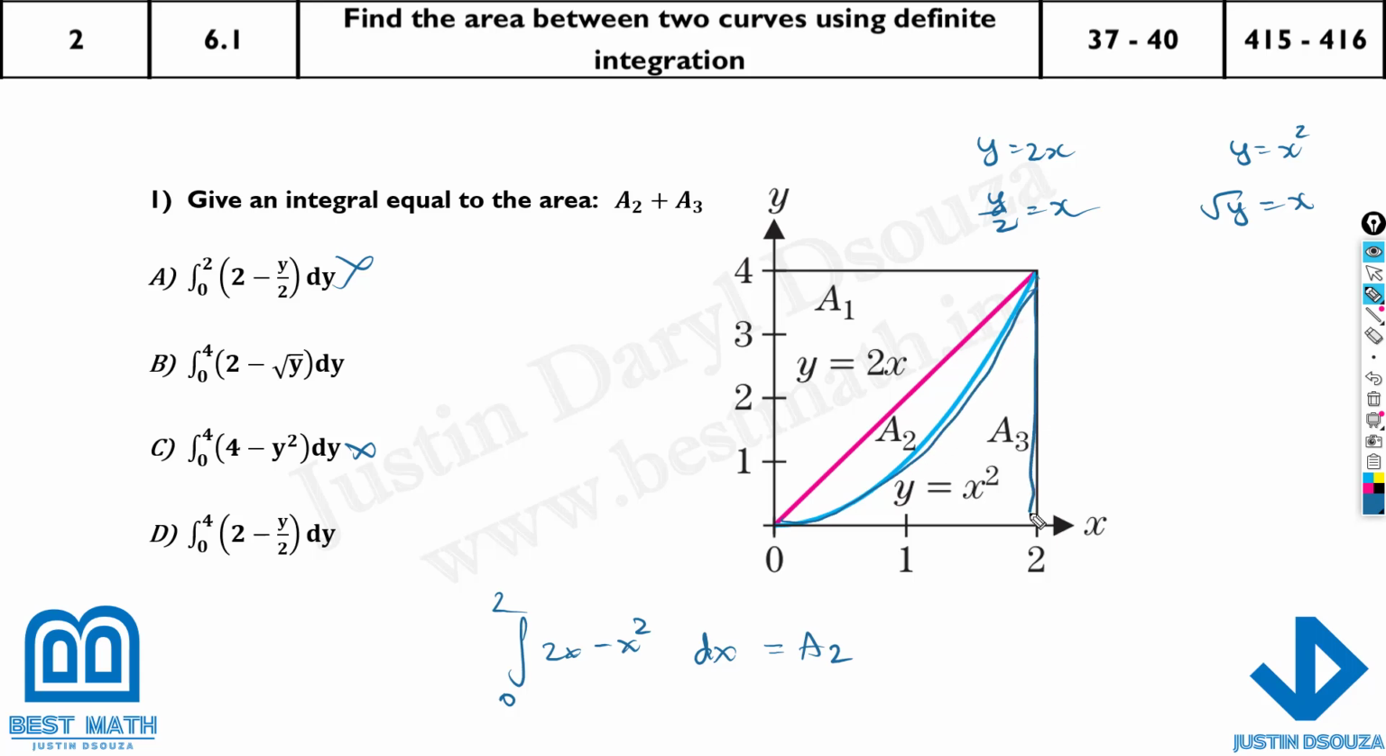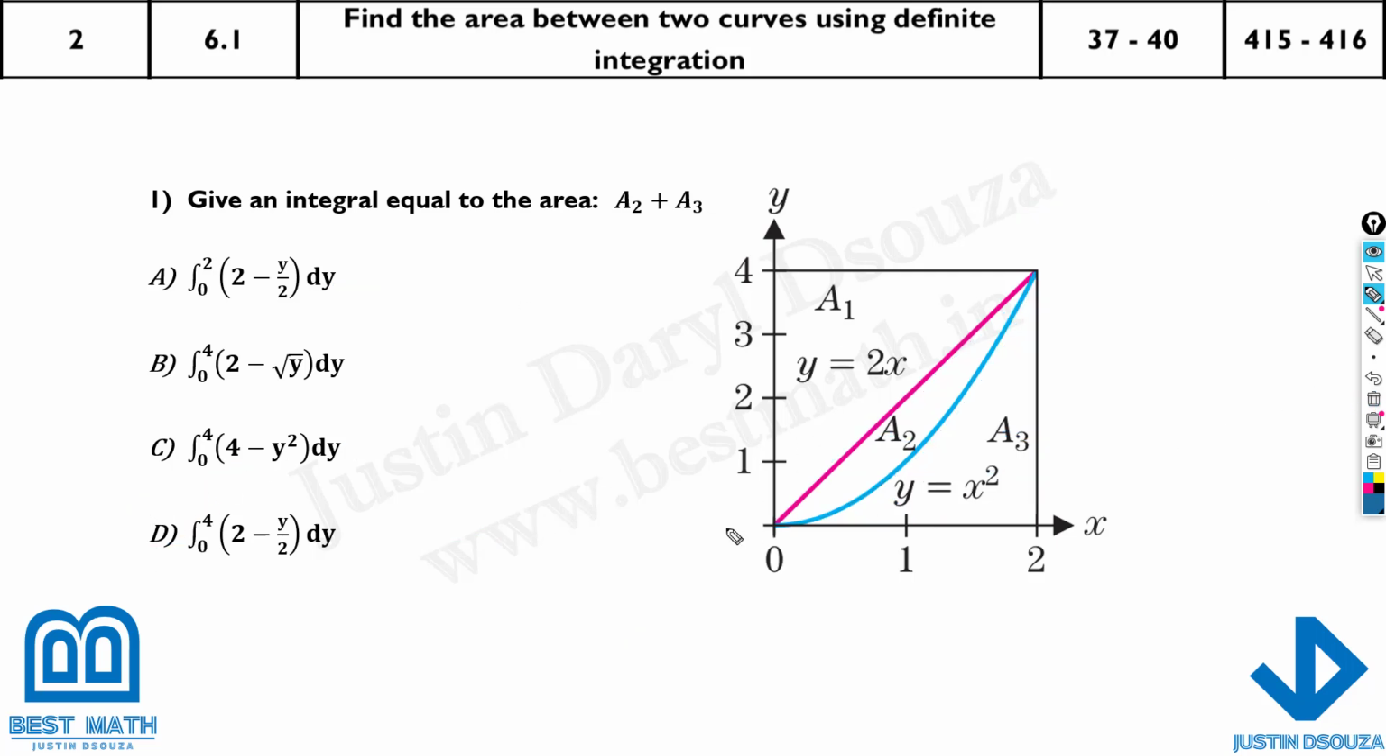So which areas are in consideration? It's only this much, that is A3. This is equal to A3. We need A2 and A3. So let's see whether it's 2 minus y by 2. Y by 2 is this. Yes, that's correct. Even A2 is included. This is A2 plus A3. So option D is correct.